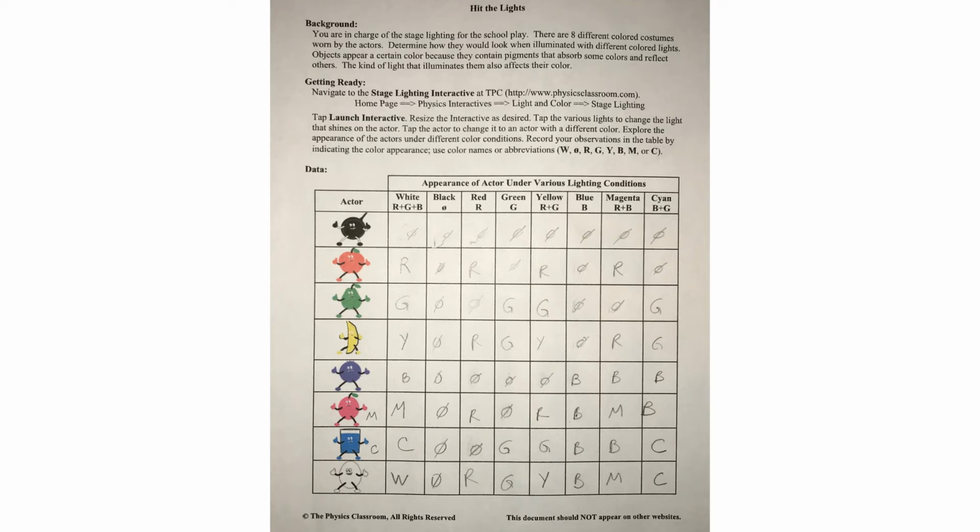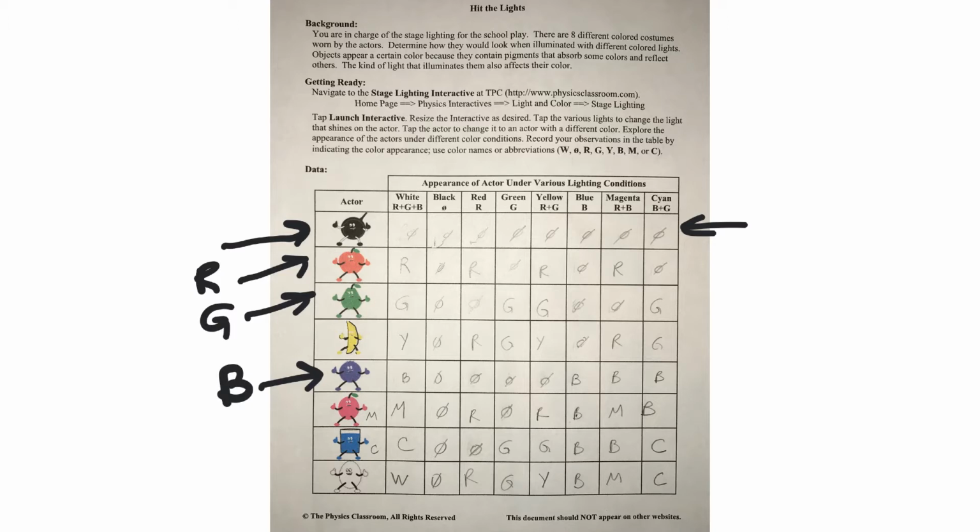So today I want to help you make sure you understand what this Hit the Lights lab was about. Now what I want you to notice first is if you have a black actor, the black tinted object, no matter what color light shines on it, it's always going to look black. Now the interesting thing with the red and green and blue, if you think of RGB, red, green, and blue, the only color the red can look is red.